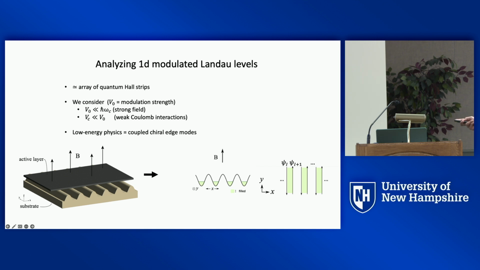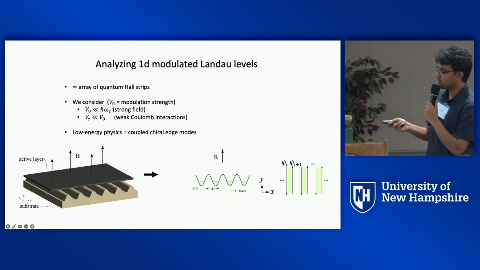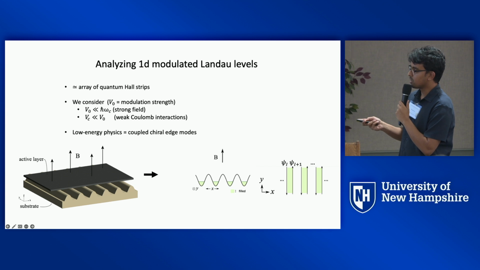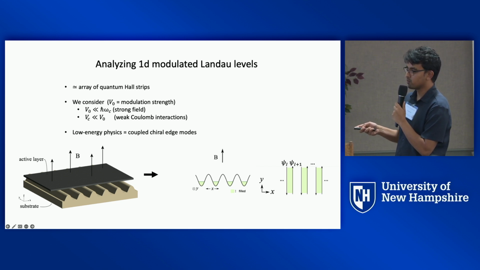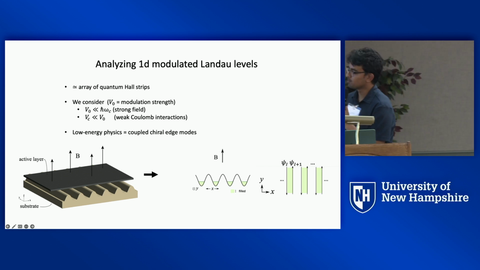This is along the y direction, and these edge modes are chiral, so there are some down movers and some up movers, and I've labeled them with this operator psi. And this is an in-plane view where I've illustrated the modulation going up and down and the quantum Hall strips sort of filling the potential landscape.